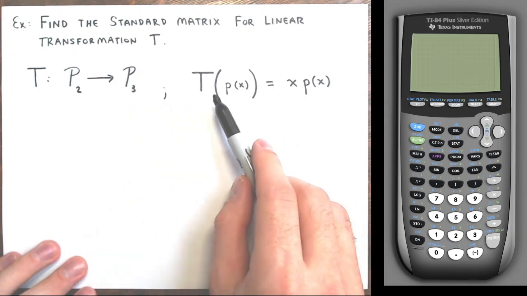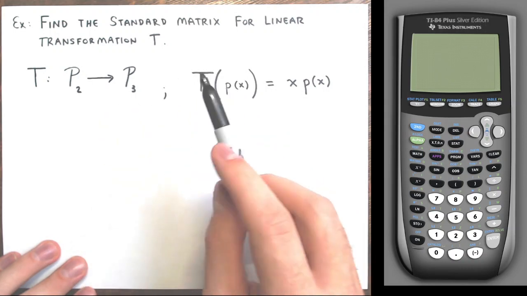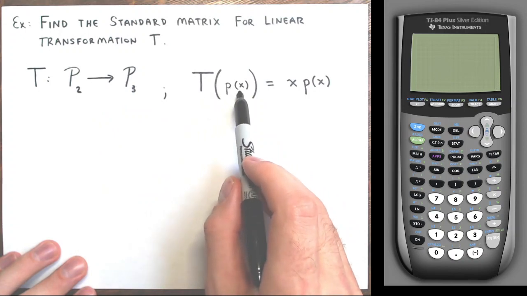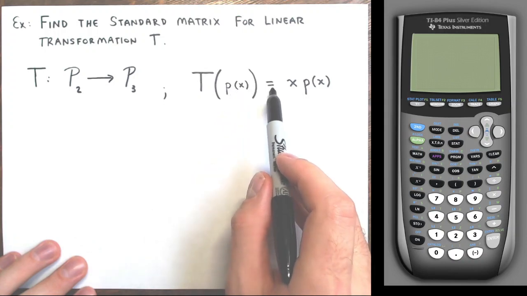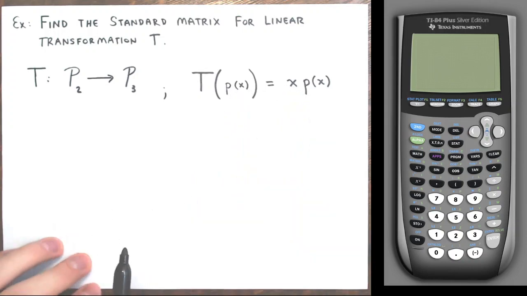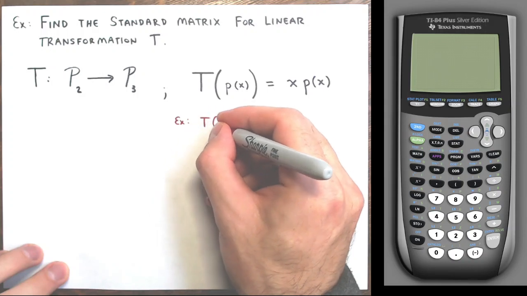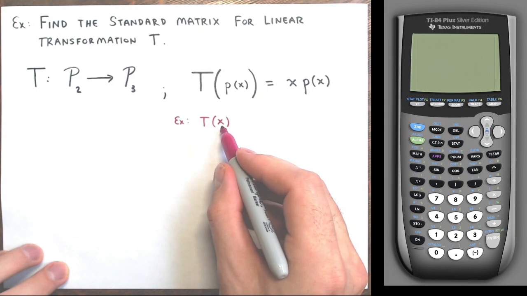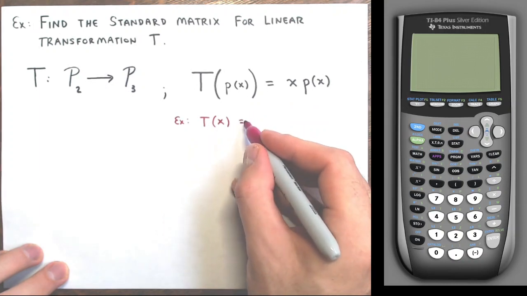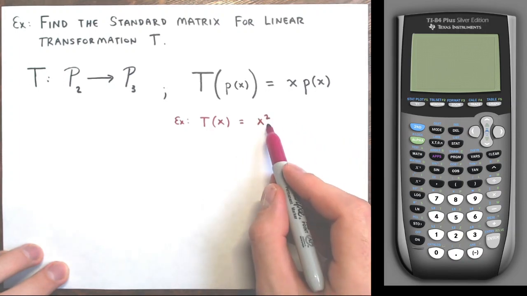And the rule here: T takes an input from P2. So T of p of x, this is some polynomial of degree 2 or less, is equal to x times p of x. For example, some examples of outputs here. T of x, a polynomial of degree 2 or less from P2, would be equal to x times x, or x squared. And this is a polynomial from P3.